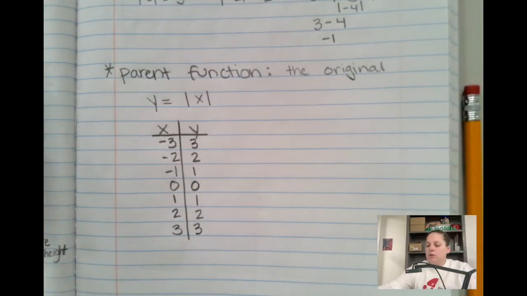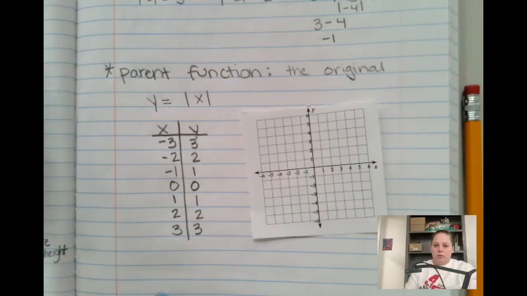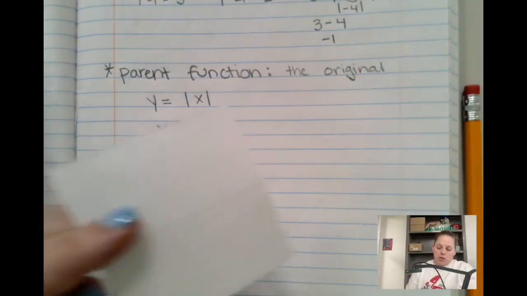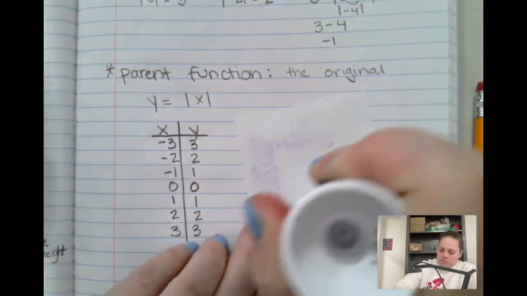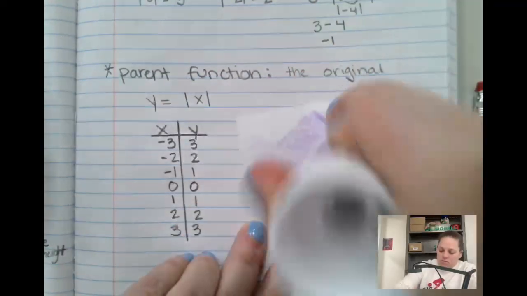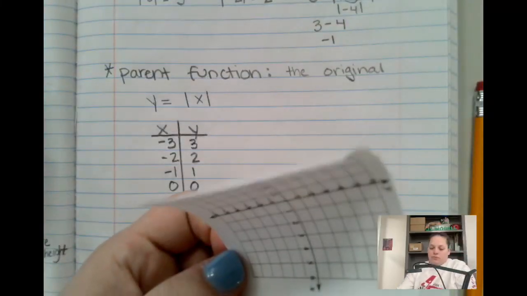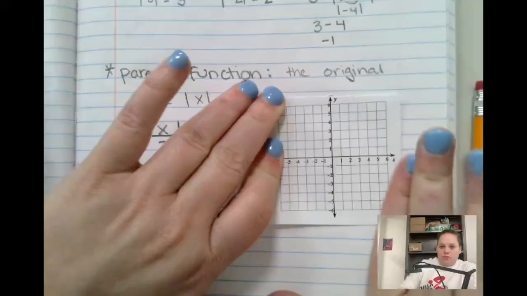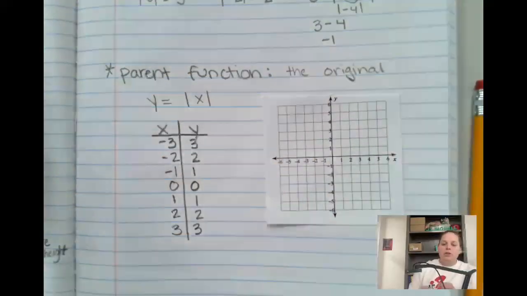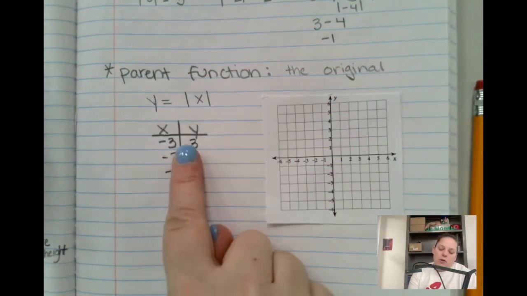So we're going to glue in your first graph here. We're going to just put it here. Don't glue in your next graphs because we do have some information to write in. Okay, so we're gluing that in. And then we're going to plot these points.